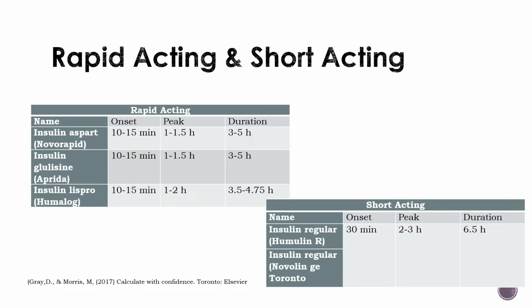First is the rapid acting. It usually starts working very fast, within 10 to 15 minutes of administration, and peaks at 1 to 1.5 hours, and the effect usually lasts up to 3 to 5 hours. The common names you will encounter in the clinical area are NovoRapid, insulin glulisine, and Humalog. Whereas the short-acting starts working within 30 minutes of administration and peaks at 2 to 3 hours, and the effect may last up to 6.5 hours. The common names are Humulin R and Novolin Toronto.